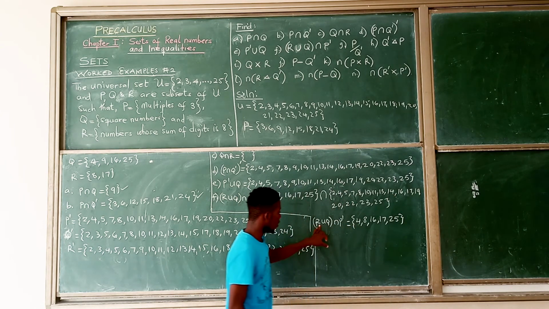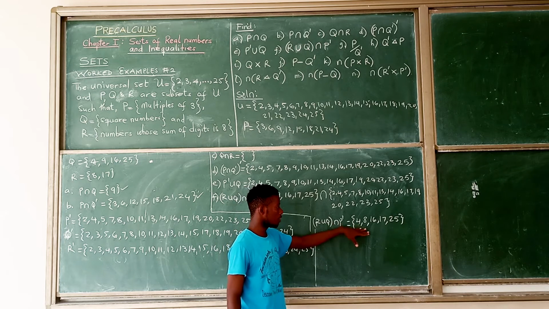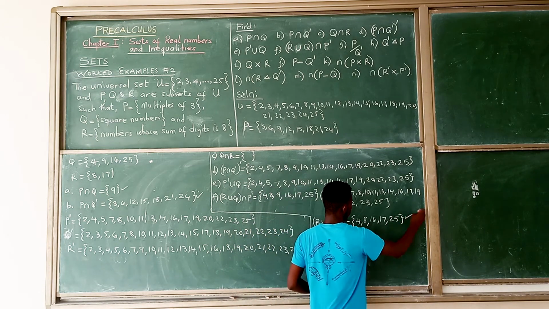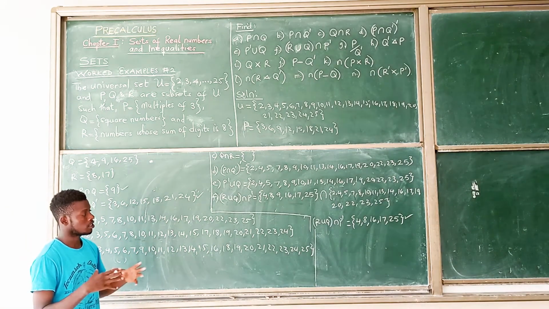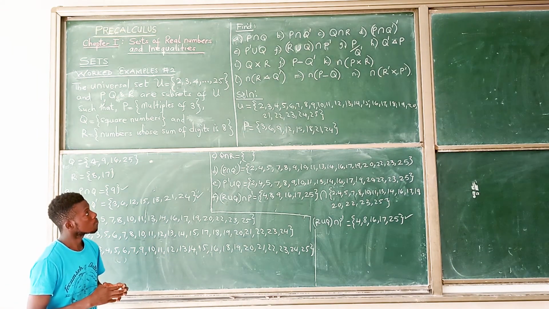So the intersection of R union Q and P complement is just these elements formed within this set. And that's how we find the intersection of these two sets. We move on to the next question.